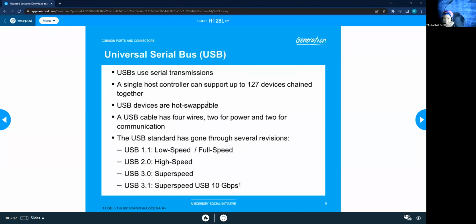And what does it mean when it says the USB device is hot swappable? You can replace it quickly, easily. You can unplug it while it's still on, while operating the computer. There we go. Right. And did we know that the cables have 4 wires and 2 are for power and 2 are for communication? That was the first thing I thought about when you said USB. It's always out there in their marketing.